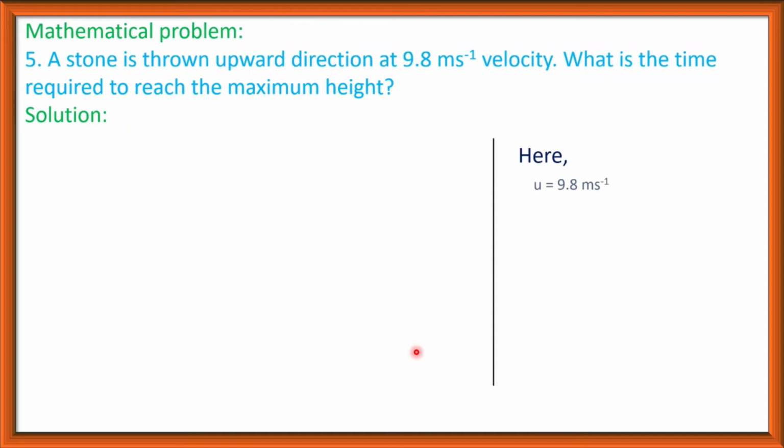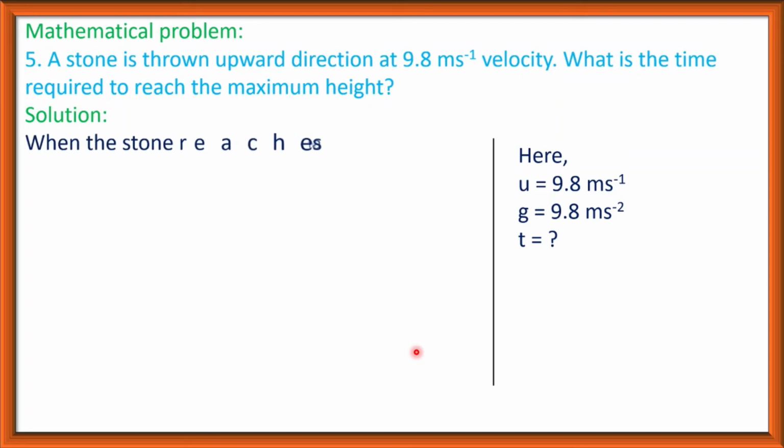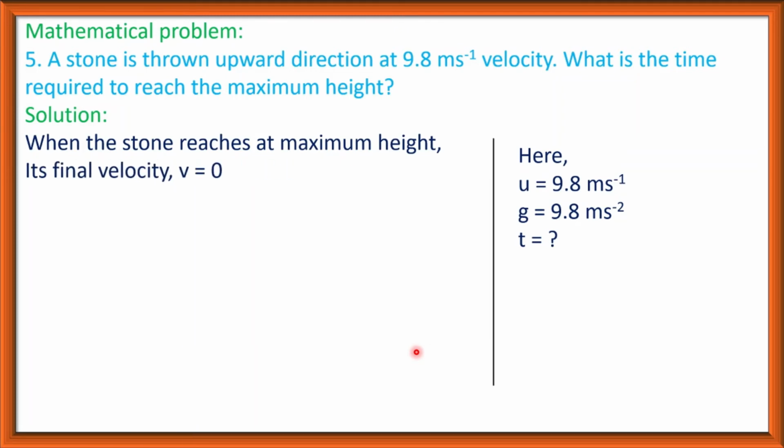Our given information: u is equal to initial velocity 9.8 meter per second, and also we know acceleration due to gravity g is equal to 9.8 meter per second square. This is the standard value of acceleration due to gravity. Time t is equal to what? When the stone reaches maximum height, its final velocity v is equal to 0.